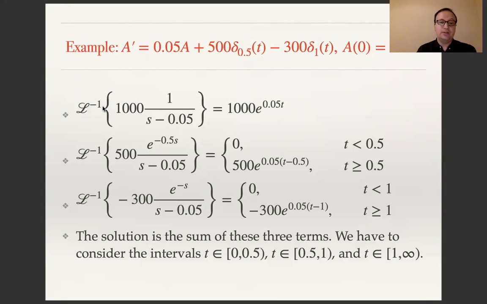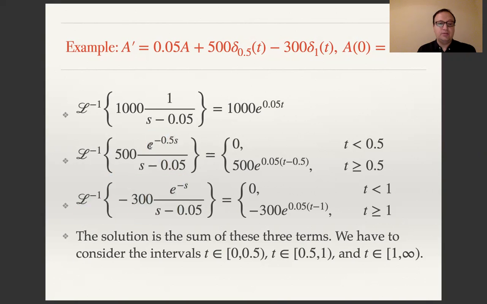So the inverse Laplace transform of 1000 over S minus 0.05 is 1000 times e to the 0.05t. So this is just an exponential. The inverse Laplace transform of 500 e to the minus 0.5 S over S minus 0.05 is an exponential shifted to the right by 0.5.